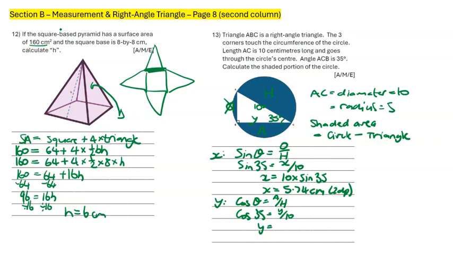Same thing as last time, that divided by 10 becomes a times 10. So that's 10 times cos 35, and we can put that into our calculator, and when I do that, I got 8.19 centimeters, and that also had a 2 dp rounding.